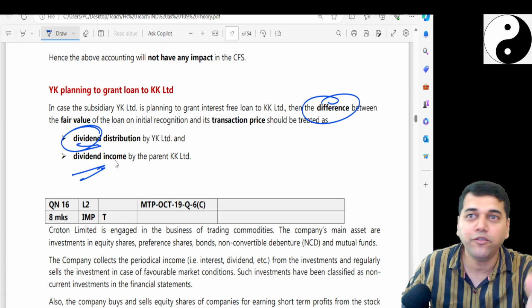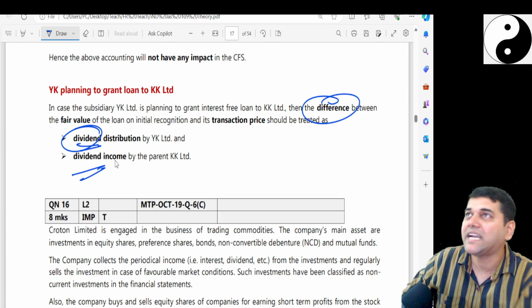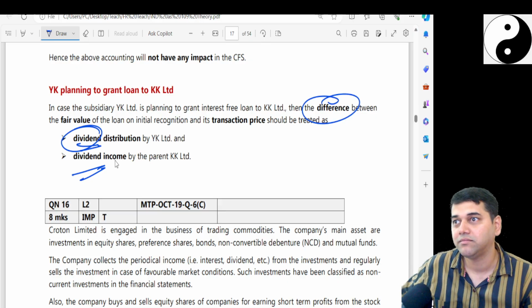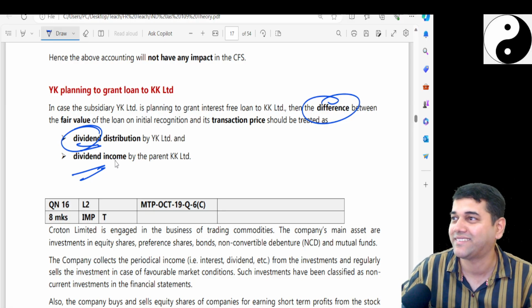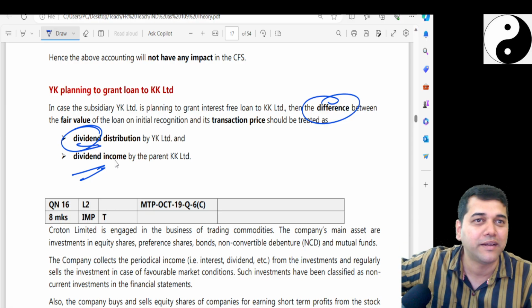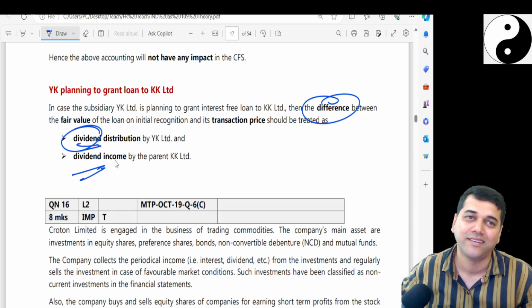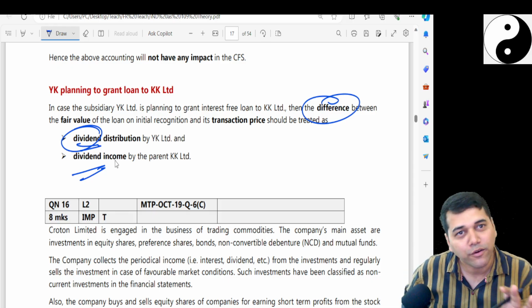Follow, you may give direct money to the parent, which is taxable. So you will give an interest-free loan to the parent. And you tell the parent, okay, go and keep it in some FD and earn interest on that. Our accounting standard has seen all this.